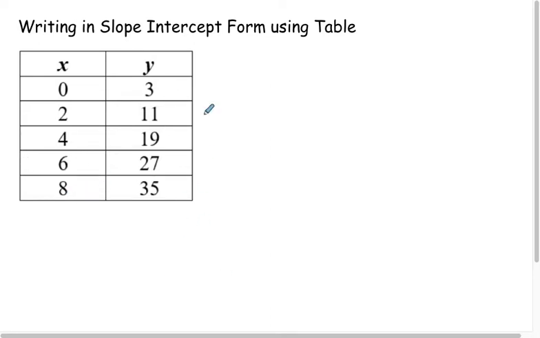So now in order for us to write in slope-intercept form, which is in the form of y equals mx plus b, you know that step 1 is always going to be to find the rate. And that's what we're going to do. So step 1 is to always find the rate.